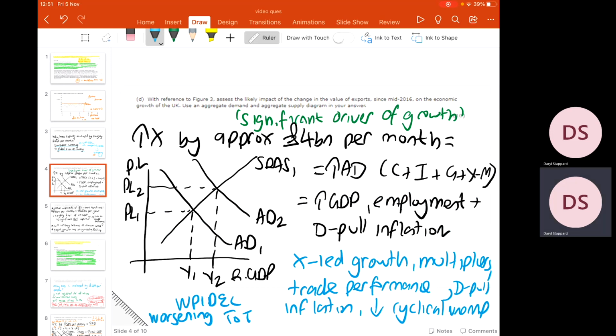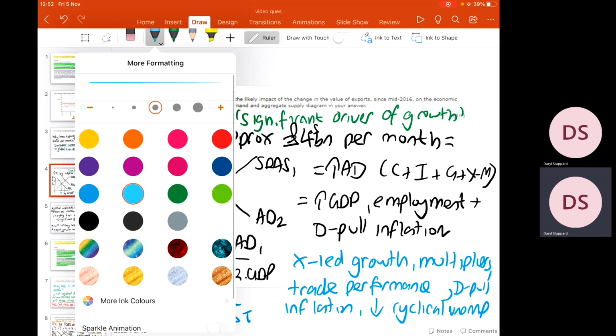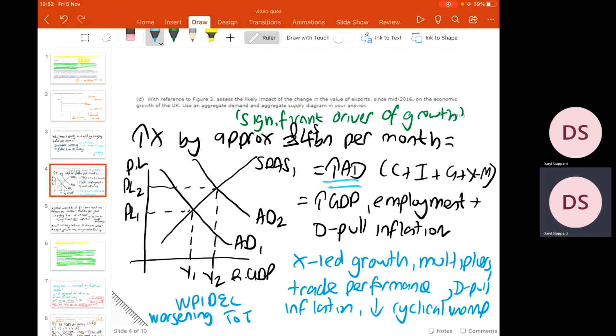So you've got here what I'd expect to see in a top level 3 answer. Remember, what we're looking at here is the knowledge, the application, and the analysis. We've got to explain how the change in the value of exports since mid-2016 has impacted on UK economic growth. So what I'm going to say first of all is that this growth of exports by roughly £4.5 billion per month would lead to an outward shift in aggregate demand. And that is because the formula for aggregate demand is C plus I plus G plus X minus M.